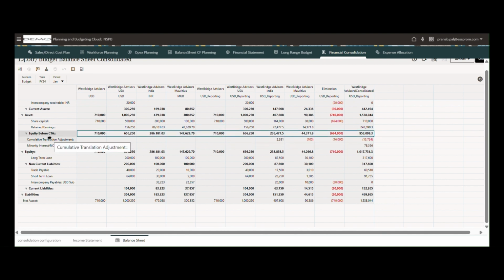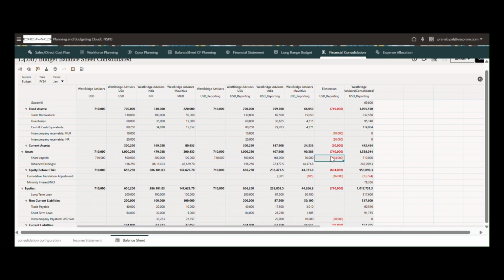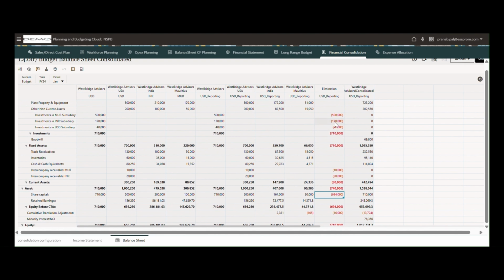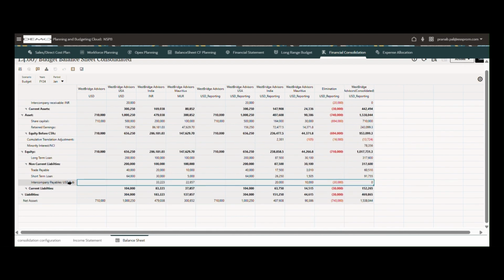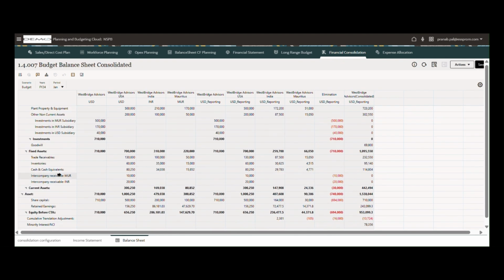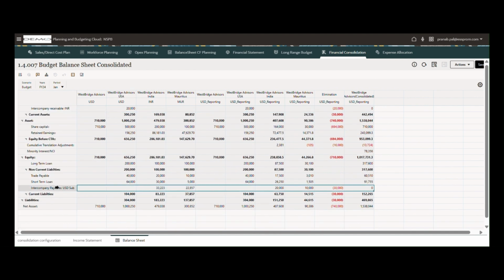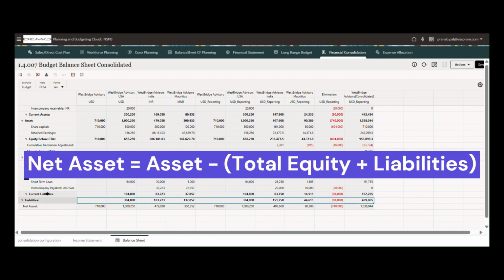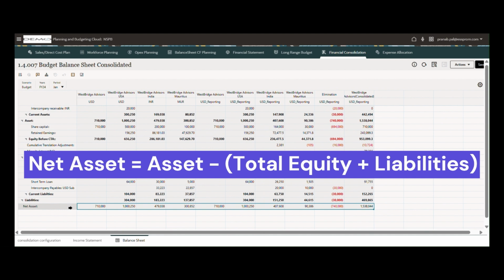Then comes equity before CTA or cumulative translation adjustment. The cumulative translation adjustment is calculated by reducing the total share capital of the subsidiaries from the total investments made by the company. Now we can see there is another intercompany transaction, as earlier the Mauritius and India subsidiaries had an intercompany receivable from the USA subsidiary. This amount is owed to the USA subsidiary and hence in the intercompany payables line the two subsidiaries are making a transaction which is then eliminated with its negative amount and consolidated to get its net impact as zero. Finally, we get the net asset as asset minus the total equity and liabilities.